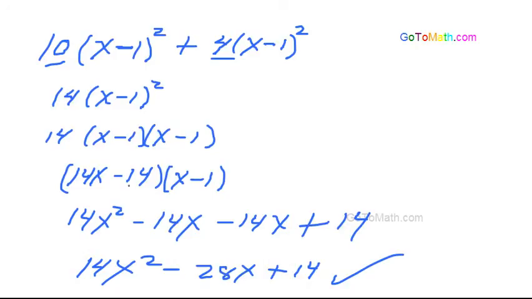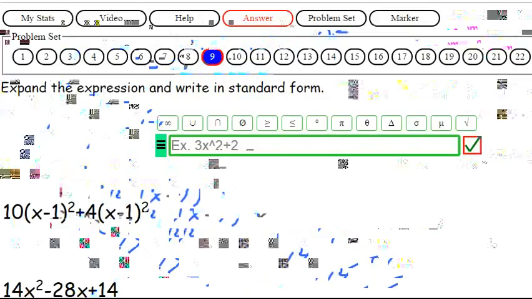Yeah, just seemed like something just doesn't seem right. But anyway, it's all good. Yeah, let's click on that. 14x squared minus 28x plus 14. Yeah, plus 14. Alright.